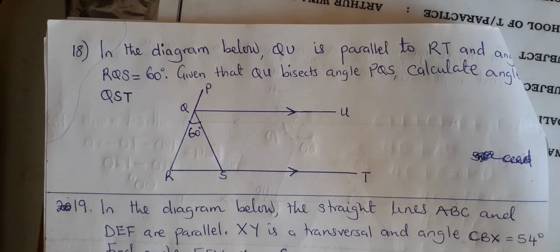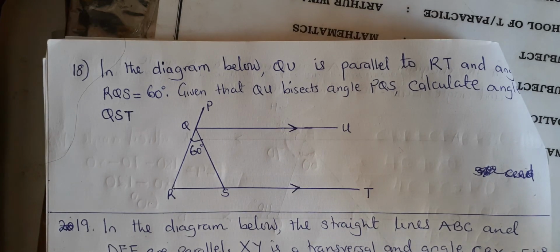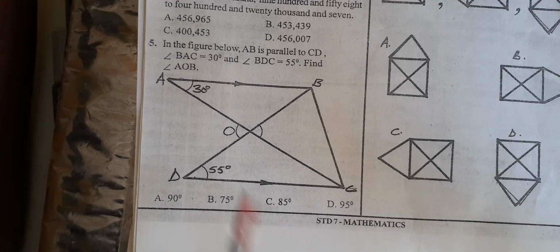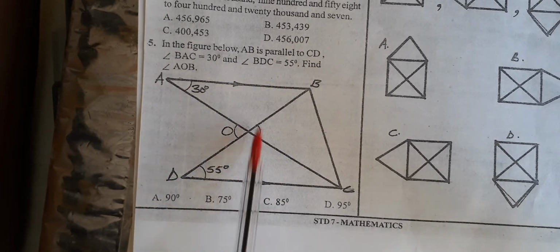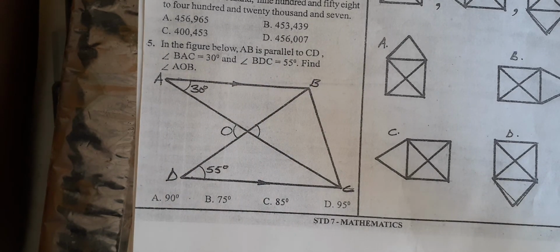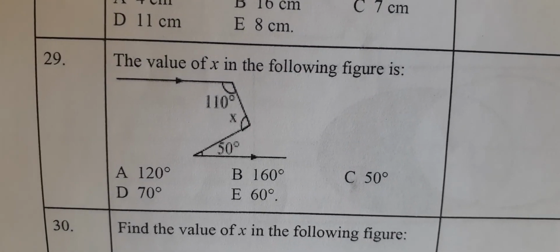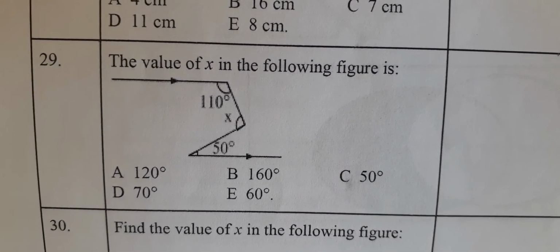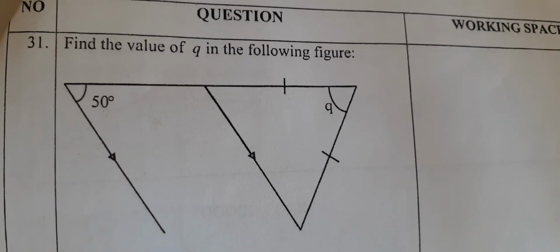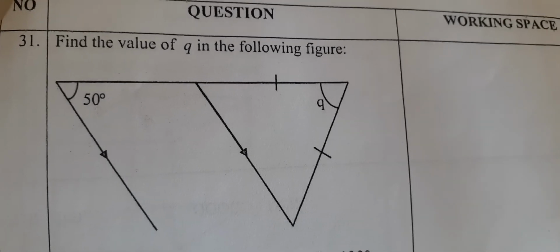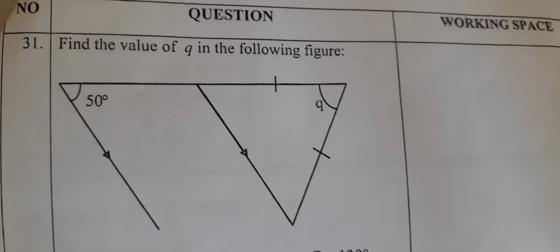Okay. So I said I'm giving you as many as possible. Question 18. Then 5 here. Then 5. These are parallel lines. Question 5. Okay, we have question 29. Question 29 here. Let's think about it. Answer this one.